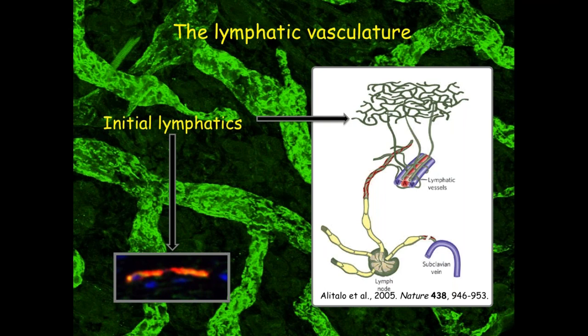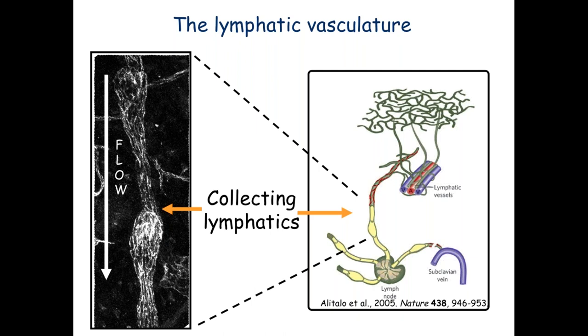The lymphatic network begins with initial lymphatics. These vessels are also called lymphatic capillaries. And you can see in the background image, as well as in the illustration, that initial lymphatics form a highly branched, two-dimensional, blind-ended network. Initial lymphatic vessels are the absorbing vessels of the lymphatic system. These vessels pick up fluid and macromolecules from the interstitium and then transport this fluid as lymph to the second type of lymphatic, known as a collecting lymphatic.